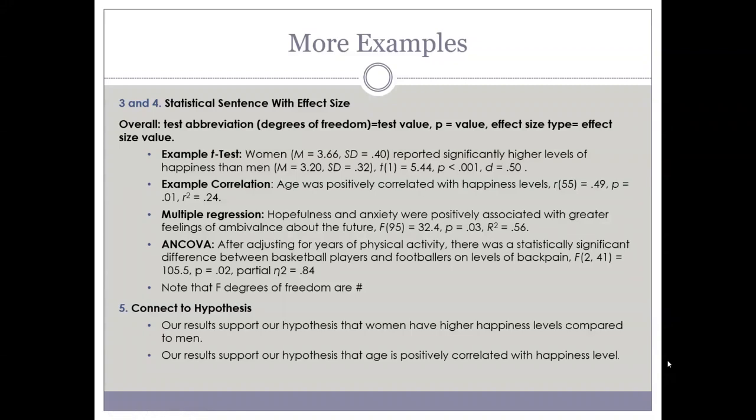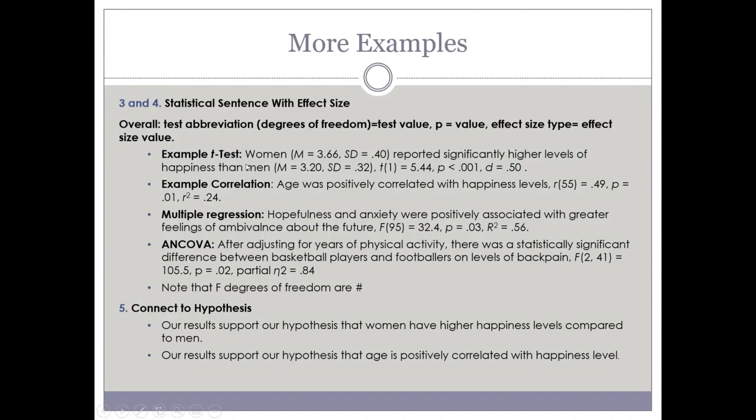So on this slide, we're going to talk about how to report your statistical tests in APA format. Generally speaking, they will all have somewhat the same pattern. You'll start with the test abbreviation, followed by your degrees of freedom in parentheses, that equaling your test value. Then you'll have your p-value, followed by your effect size.